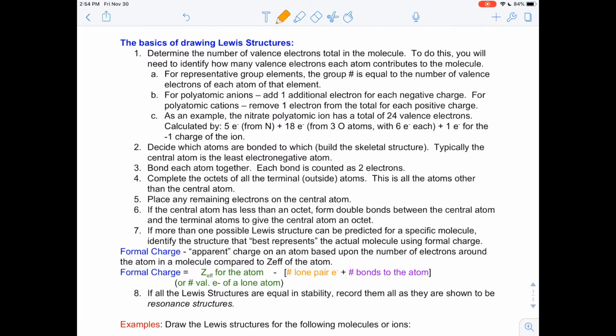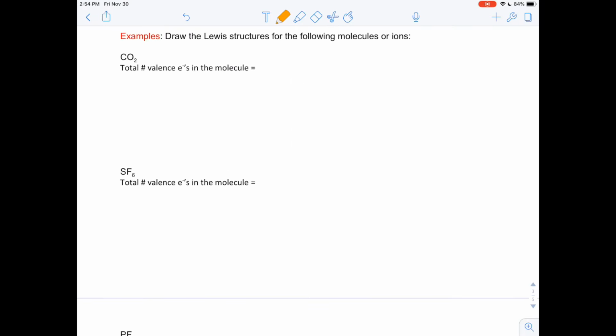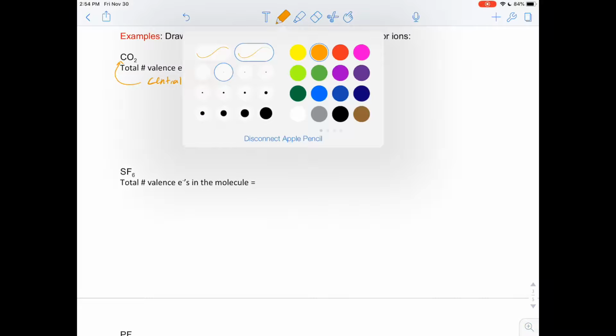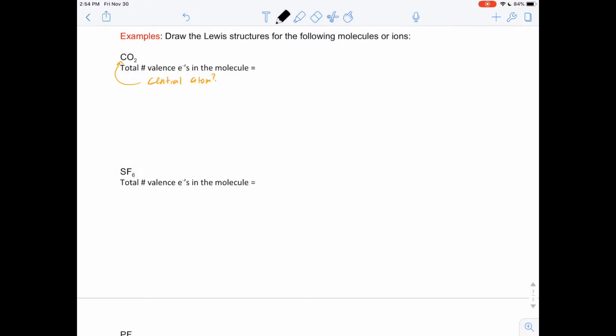So now let's go ahead and look at some Lewis structures here. We're going to do some examples. Our first one here is carbon dioxide. So first thing we need to do is figure out what is our central atom. Well, our central atom is the least electronegative atom and is usually our first atom listed. Well, we have 1 carbon, 2 oxygen. We would see that oxygen is more electronegative than carbon, and so that would tell us carbon's our central atom. So we're going to draw our central atom surrounded by those 2 oxygens.